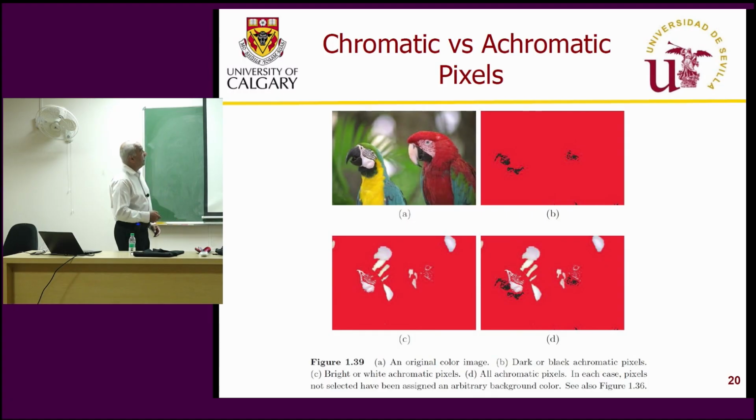And then if the intensity is also below a certain threshold, you get black pixels. If the intensity is above some threshold, you get the white pixels. There's a little bit of color, so the saturation is not 0, up to 0.1 or some threshold. If I put all of them together, I get the non-chromatic pixels, pixels with almost no color.